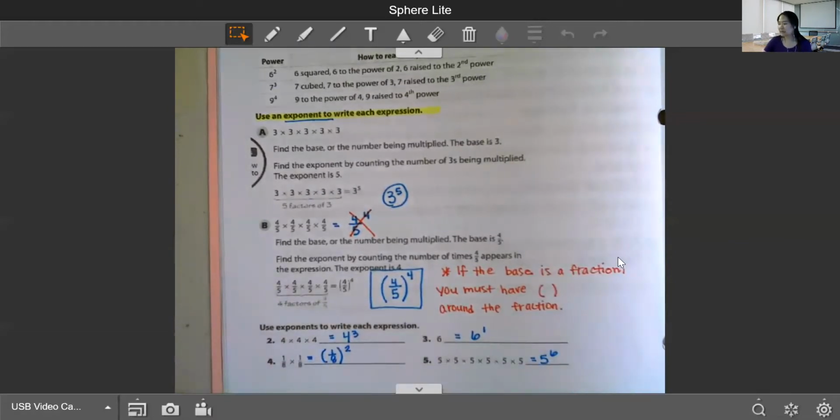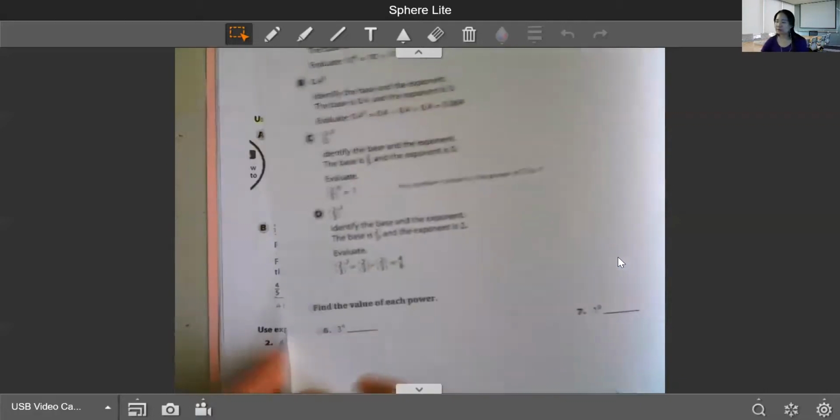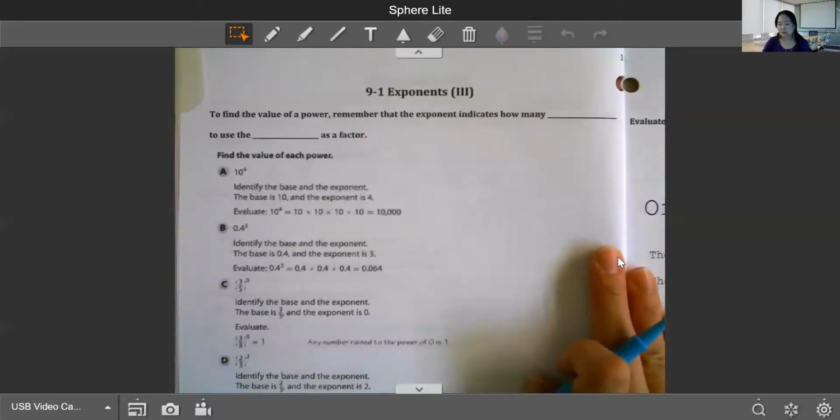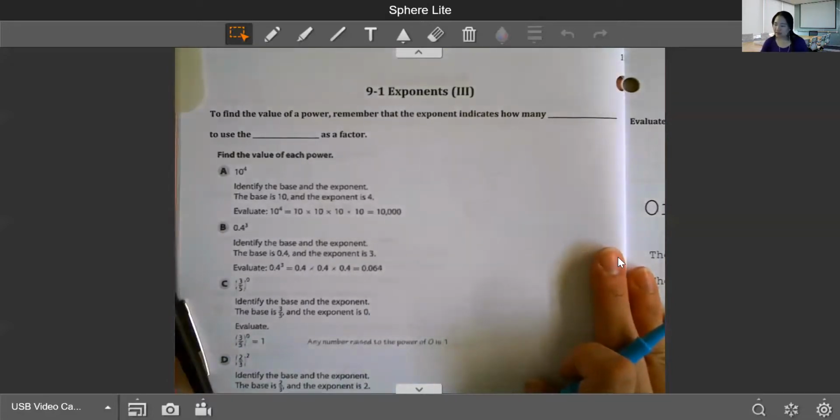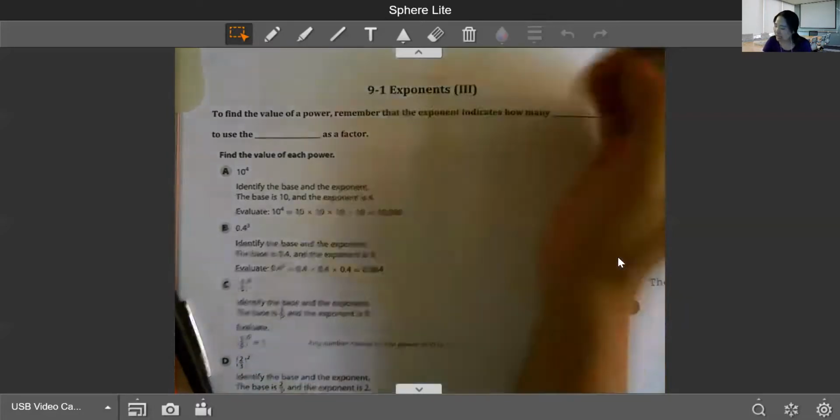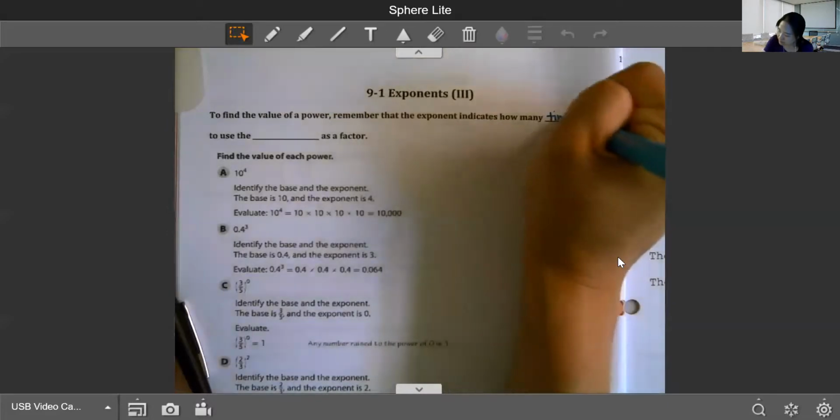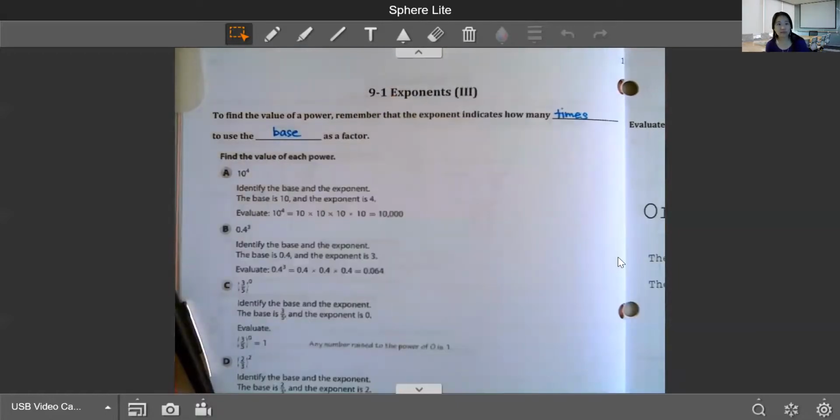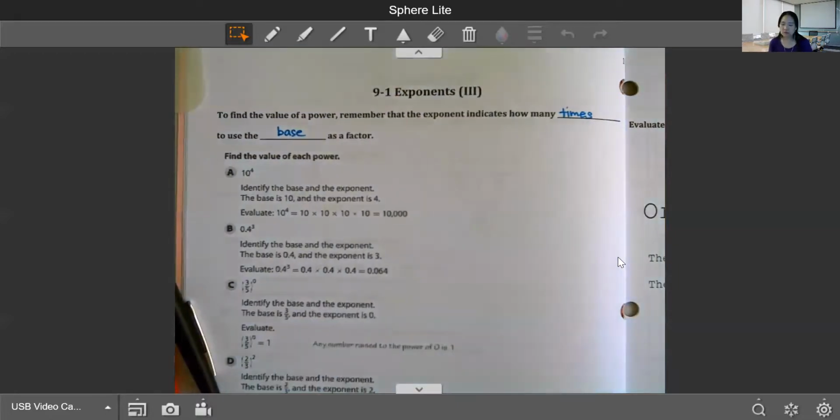Okay, all right. So we're going to skip page 10 and now go to page 11, which is the other page for the exponents lesson. And this time, you're going to actually find the value. So it says to find the value of a power, remember that the exponent indicates how many times to use the base as a factor. Okay, so I'm going to show you not just how to find the answer, but also the work expectation when you're working on this homework.